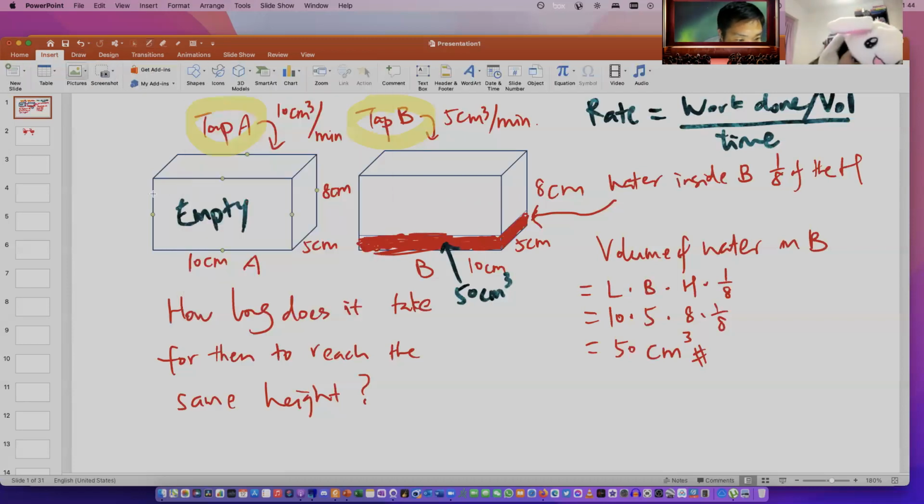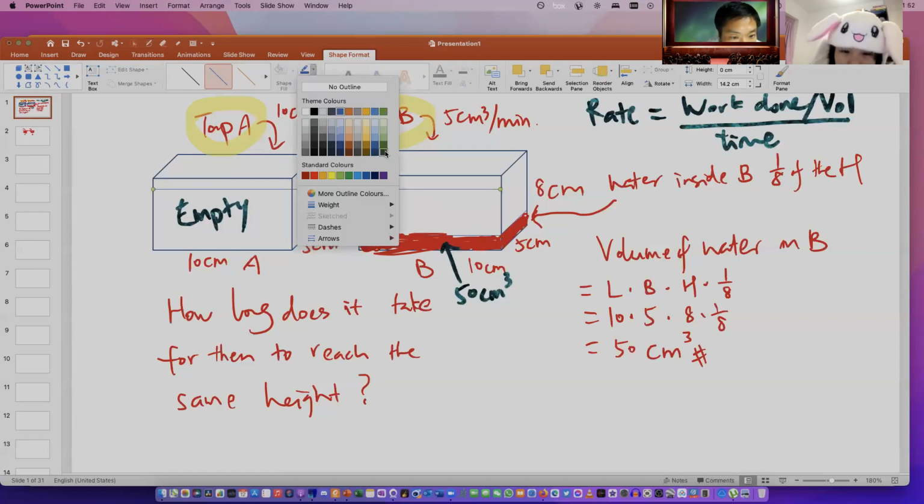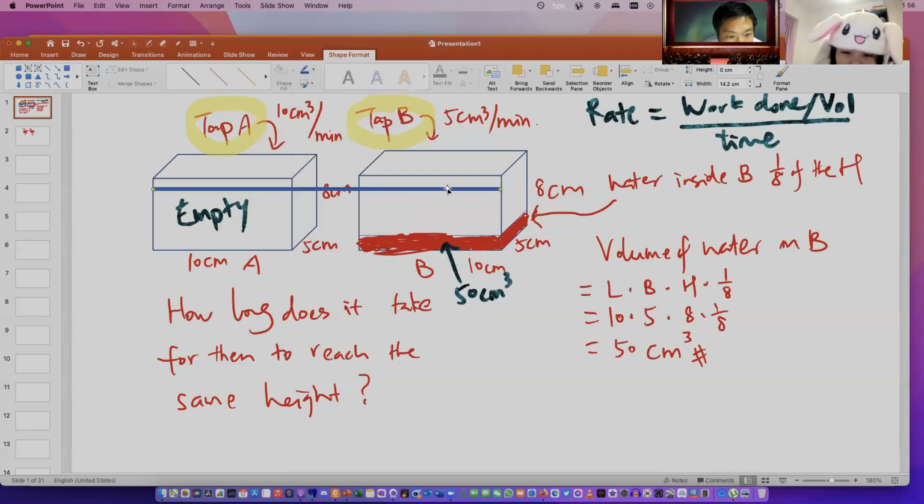If I come back to this question, probably they will reach this height. Okay, how long does it take then? How long does it take for them both to reach this height? What do you think?